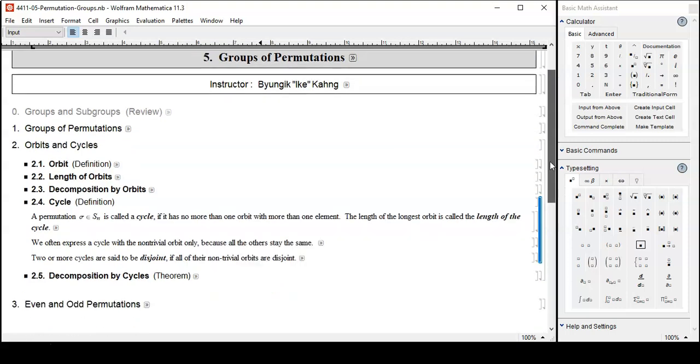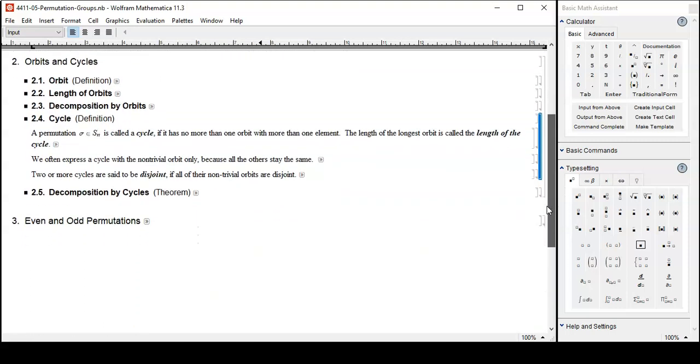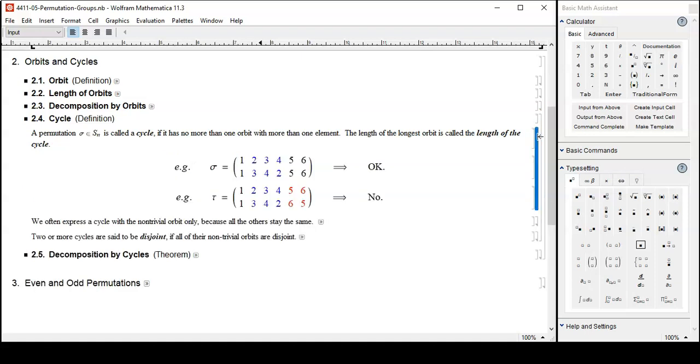Let's begin. A permutation sigma is called a cycle if it has no more than one orbit with more than one element. And the length of the longest orbit is called the length of a cycle. Do you understand the definition? In case you don't, let's work out some examples.